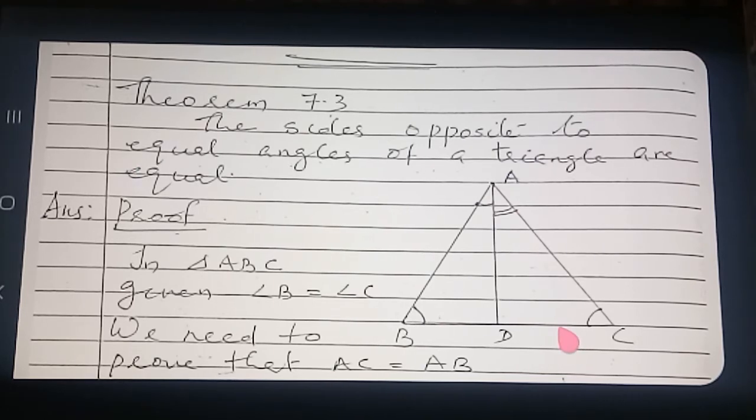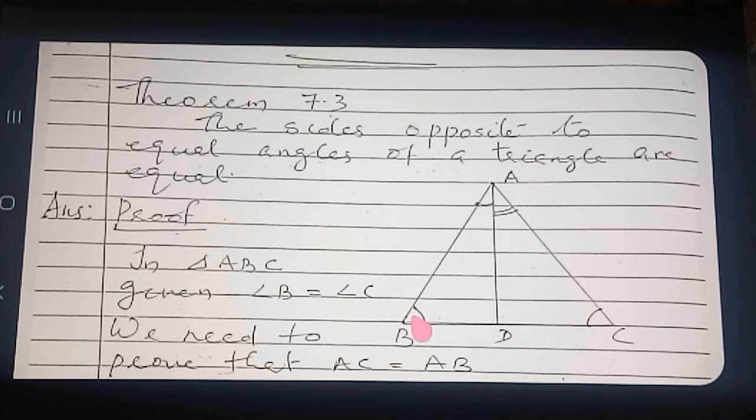Okay, just reverse. Once more recollect 7.2 what we explained. If two sides are equal, then the opposite angles are equal. Now here what we are proving? If two angles are equal, then the opposite sides are equal. So just reverse. Clear? Once more read the statement. The sides opposite to equal angles of a triangle are equal.